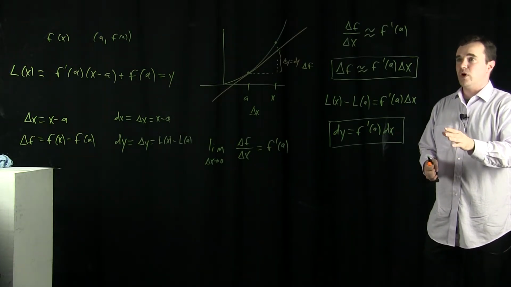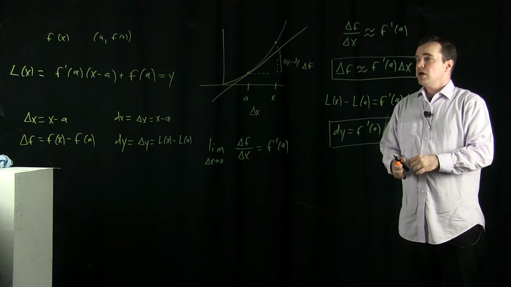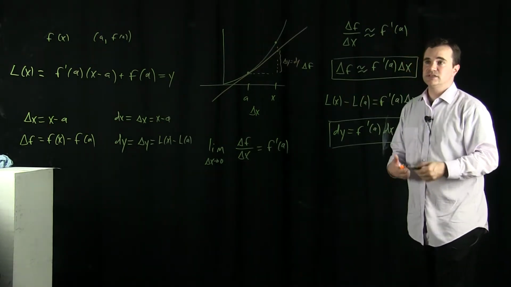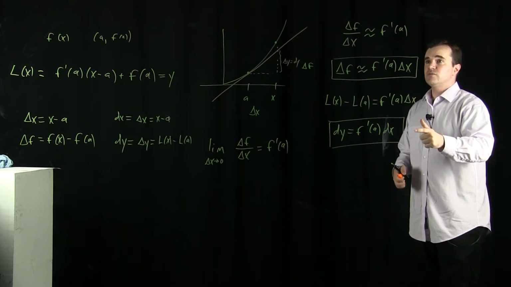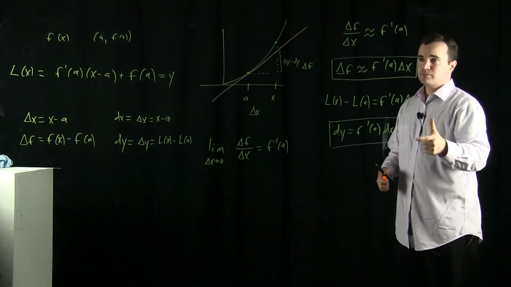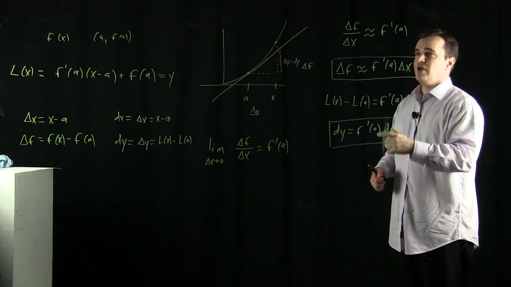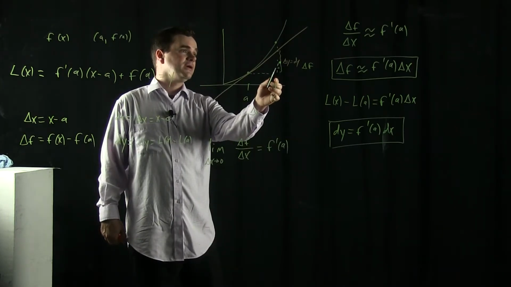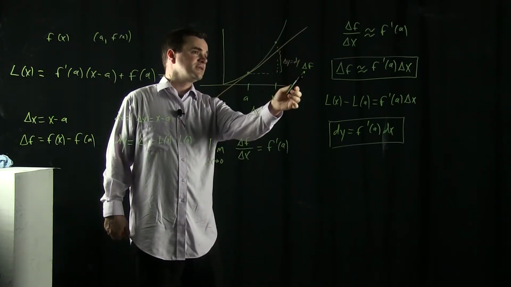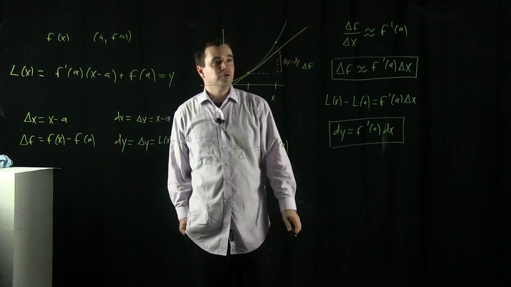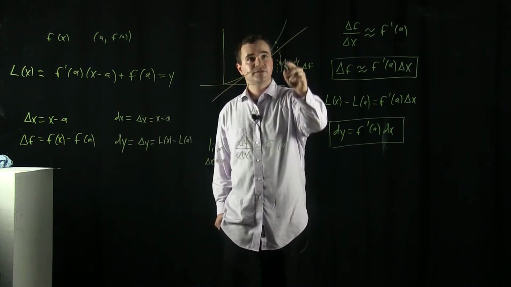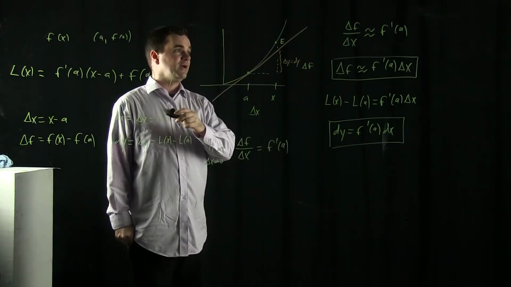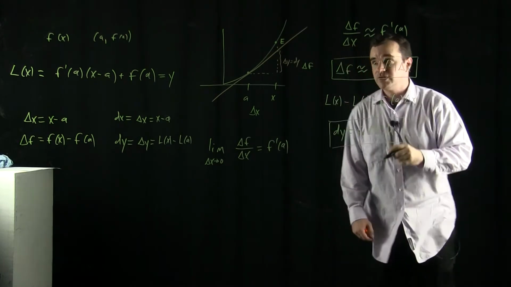I just want to show you one more thing before we go. We're often interested in measuring how good of an approximation that's equal to. So in other words, we're interested in the absolute value of the difference between this delta y and this delta f. If I look at this difference here, we're going to call it the error, E for error. And so what's the formula for that? I'll put it down here.